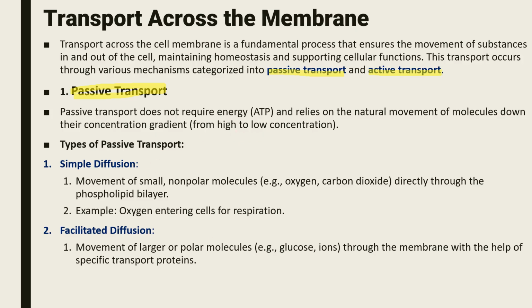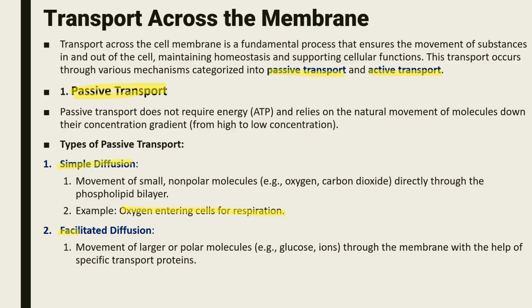The first and most important type is simple diffusion. It is the movement of small nonpolar molecules, for example oxygen and carbon dioxide, directly through the phospholipid bilayer. For example, oxygen entering cells for respiration. Diffusion is basically the net movement of molecules from high concentration to low concentration along the concentration gradient.